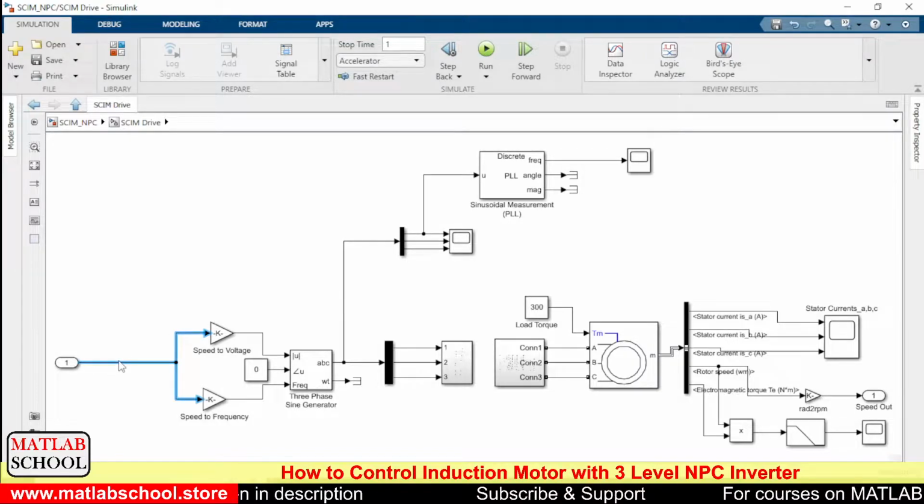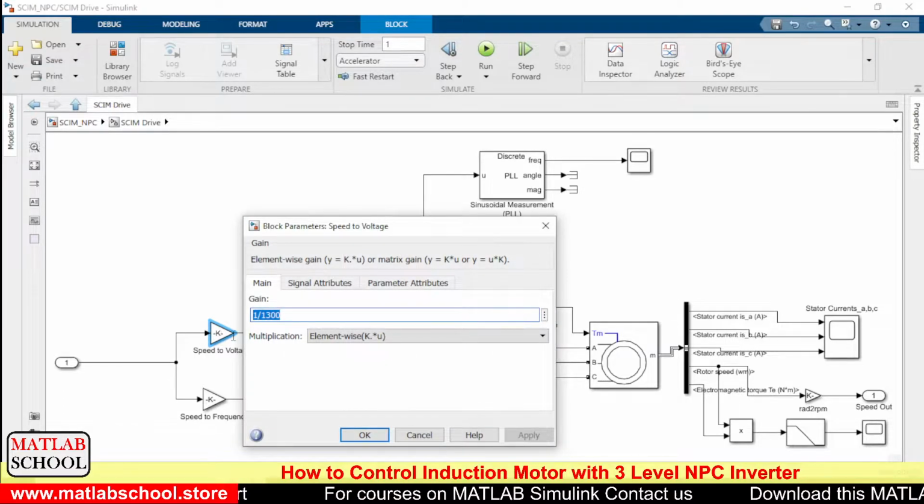So this is the speed input which is given as input to the motor drive. Here what we are doing is converting the speed to equivalent voltage. The voltage has to be in the range of 0 and 1. The maximum range that we give to this three-phase sine generator should be between 0 and 1. 1 corresponds to maximum magnitude and 0 corresponds to 0 magnitude. Then at the other input side, we are converting the speed to frequency. So here we are using two conversions.